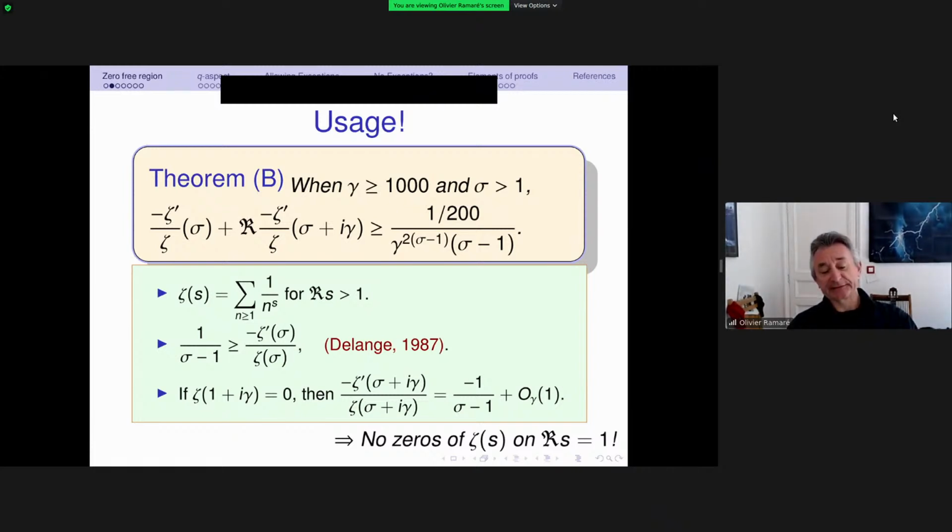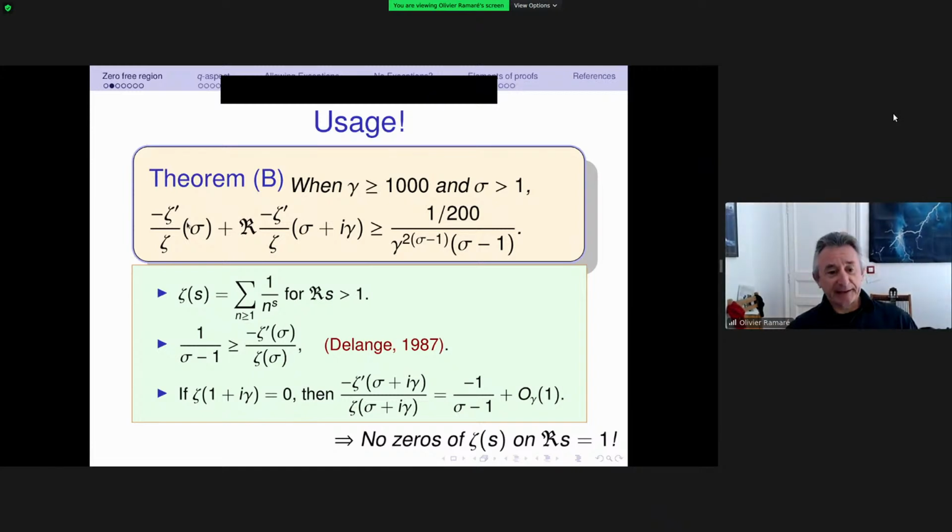And what you have is that next to this zero, minus ζ'/ζ in σ plus iγ, when σ is close to 1, behaves like minus 1 upon σ minus 1, plus a constant term. Yes, it's simply the effect of analyticity. It's not minus 1, sorry, because this zero could have multiplicity. So it's minus m when m is the multiplicity. But let's say it's a simple zero, so it's minus 1.